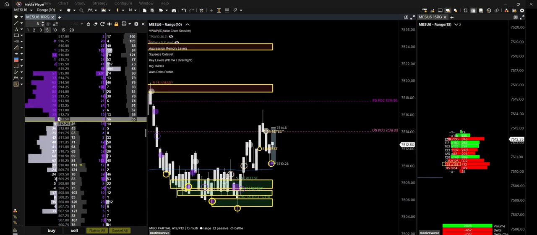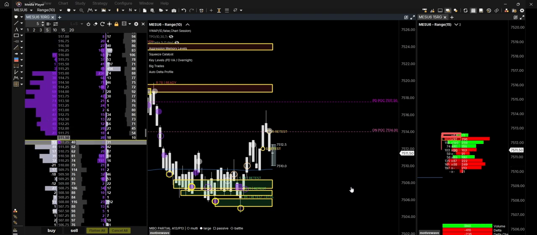Let's see. And I was contemplating longing since this area, but previous day value area low was just a few points below, and it didn't align with my bias at the time, which was wrong, which was supposed to be bullish. So yeah.